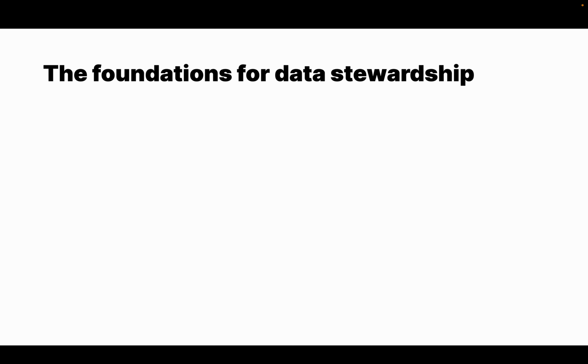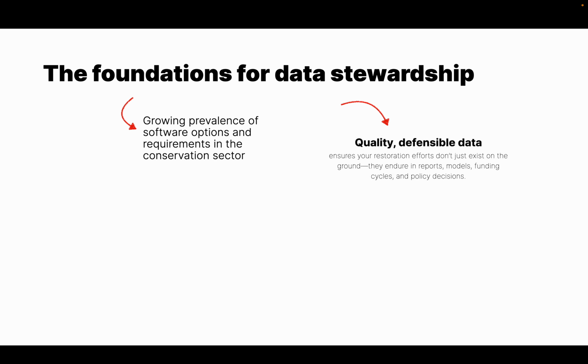So what are some of the foundations for data stewardship and why does it matter now? There's a growing prevalence of software options and requirements in the conservation sector. People are bombarding all of the on-the-ground restoration practitioners with requests for clean data about what they're doing. So having that quality defensible data is really important. Not only does it ensure that your restoration efforts don't just exist on the ground, it builds confidence in the data so that it can endure in your reports, in models, in funding cycles, and in policy decisions. This stuff is really critical.